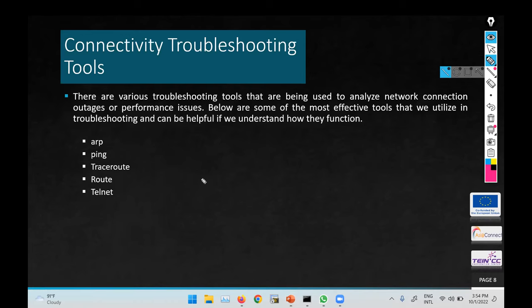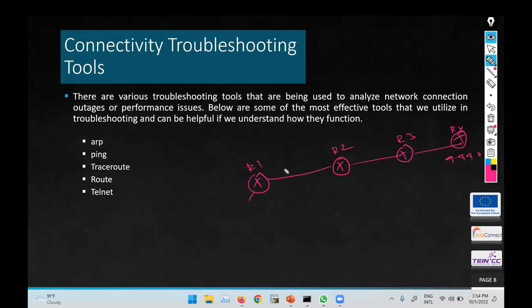So let's say this is a PC, right? Let's say this one is one router, this one is another, this one is another, and this one is another. So all are connected to each other. This is R1, this is R2, this is R3, and this is R4. And you are trying to check the reachability of R4, that is 4.4.4.4. You are checking whether the R4 IP, that is 4.4.4.4, is reachable or not. Then what tool do you use, right?